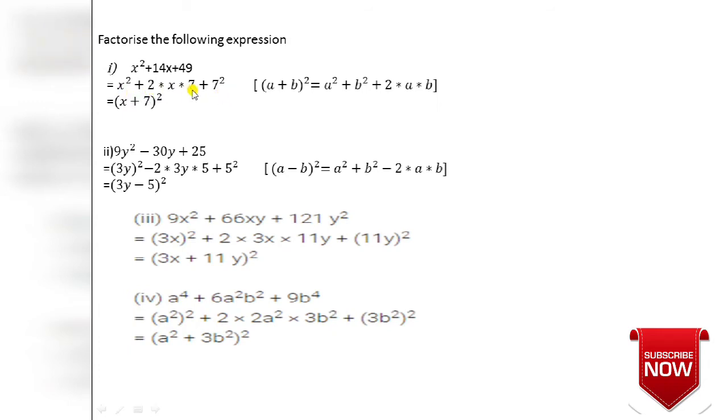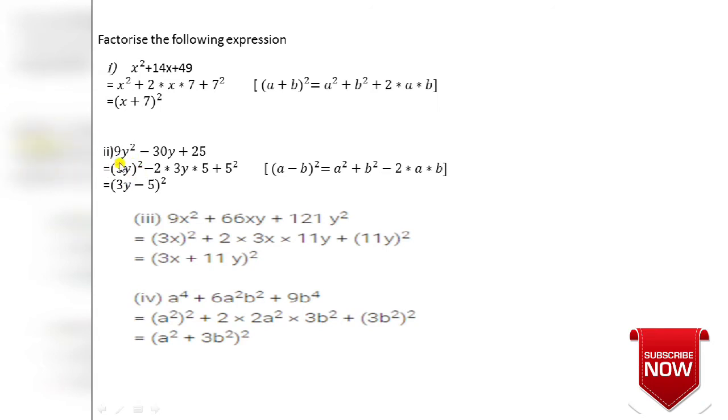So we break the 2ab form as 2 into x into 7. So the formula becomes x square plus 2 into x into 7 plus 7 square, whose respective formula is (a plus b) whole square, where a is x and b is 7. So the answer becomes (x plus 7) whole square. It can be again written as (x plus 7) into (x plus 7), which is the required answer.